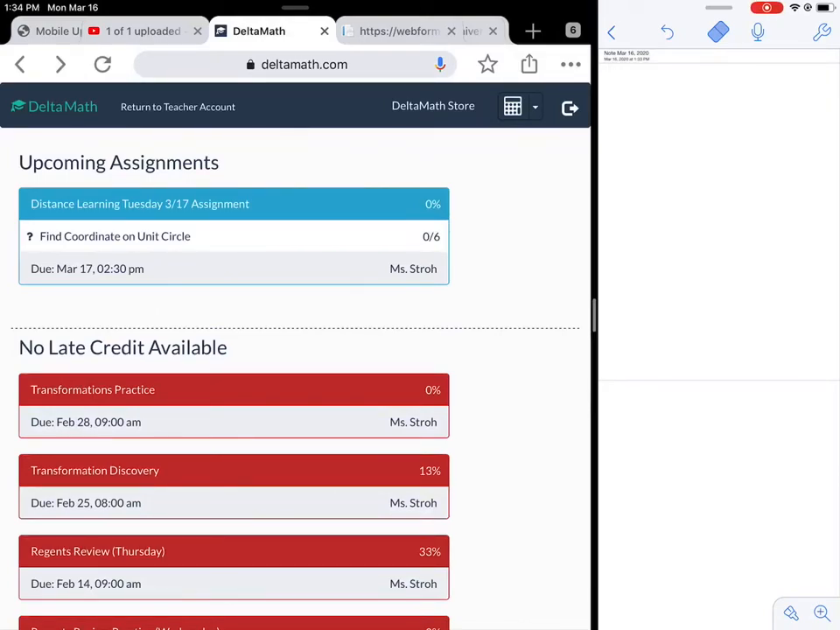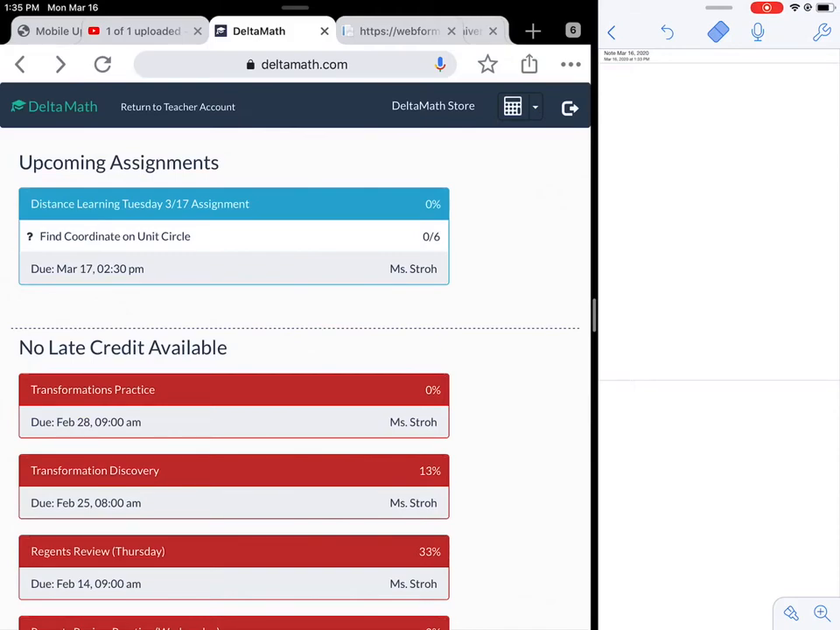Hi friends, for today's assignment we are going to log into Delta Math and I want you guys to complete 6 questions of finding the coordinate on the unit circle. This is a topic that we did before we were off, so we're going to jump right back in and start reviewing some of the topics before we move on.